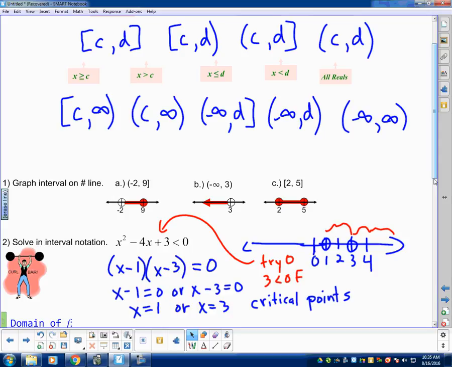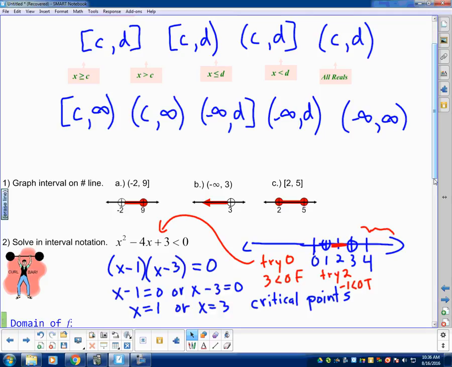Good test point for the second region would be to try 2. That's the whole number in there. If I try 2 in my inequality, I get 2 squared is 4, minus 2 times 4 is 8. So 4 minus 8 is negative 4, plus 3 is negative 1. Negative 1 is less than 0. That is a true statement. So this region is shaded, meaning any values between 1 and 3, not including 1 and 3, will work in that inequality.